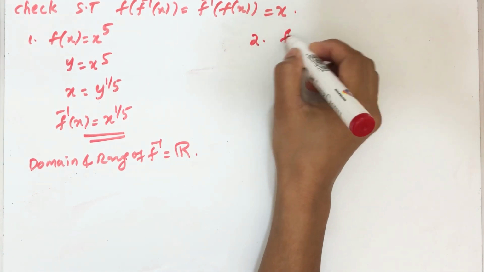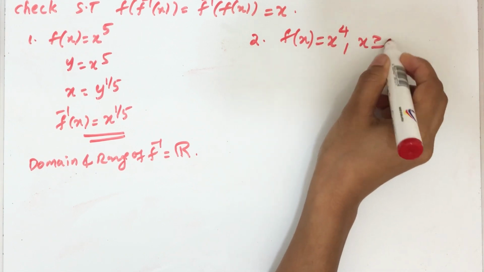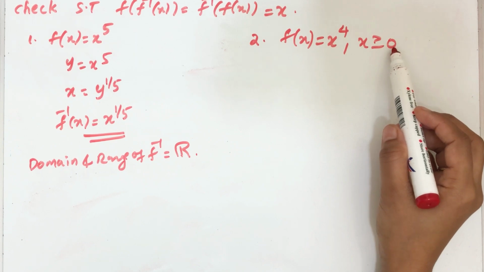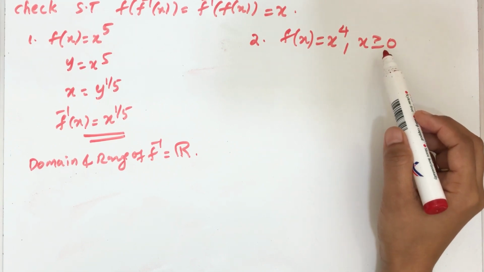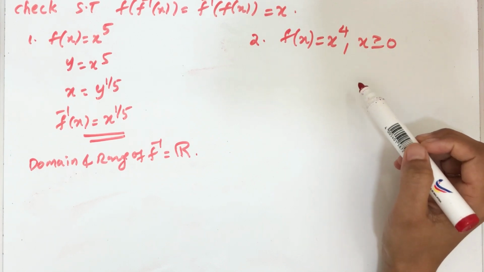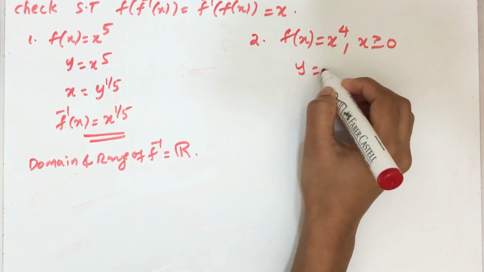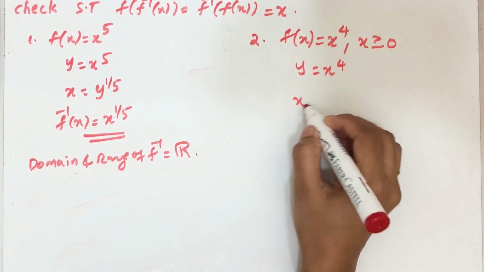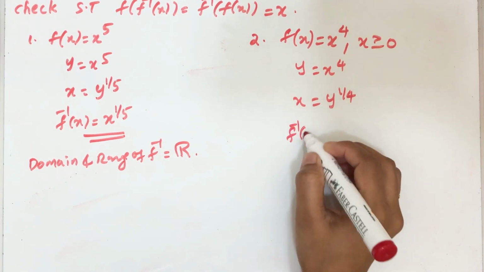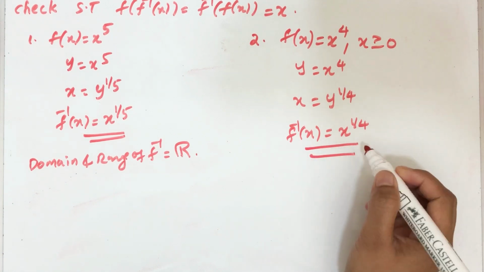Next question, f of x is equal to x raised to 4, x greater than or equal to 0. Here the domain is x greater than or equal to 0. So we know domain of f is the range of f inverse. So range of f inverse will be y greater than or equal to 0. Okay, we can write y equal to x raised to 4. That is x is equal to y raised to 1 by 4. Or we can write f inverse of x is equal to x raised to 1 by 4. This is f inverse of x.